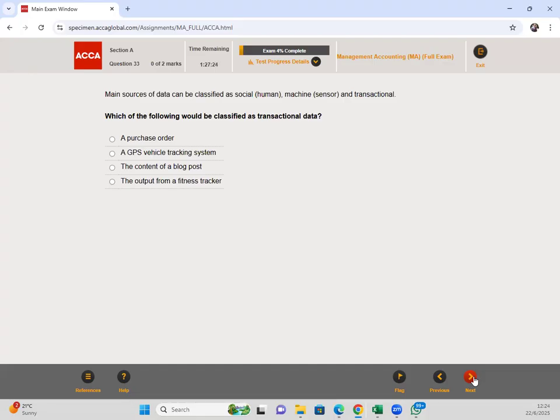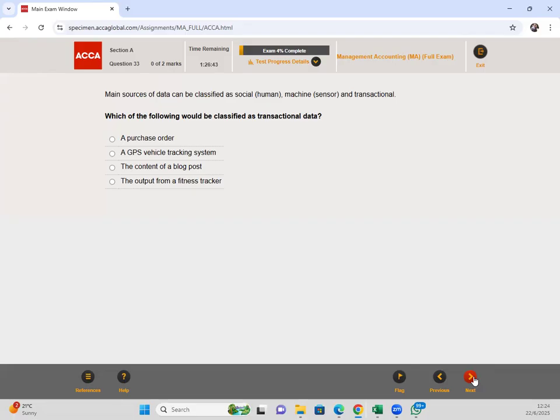So we have a purchase order, a GPS vehicle tracking system, and the content of a blogger. That one, the content of a blogger, is social data. Then the output from a fitness tracker, that one is a machine deriving that data, so that is machine sensor data. Then which is likely to be from our daily operations? Which one can be part of the transactions of the business?